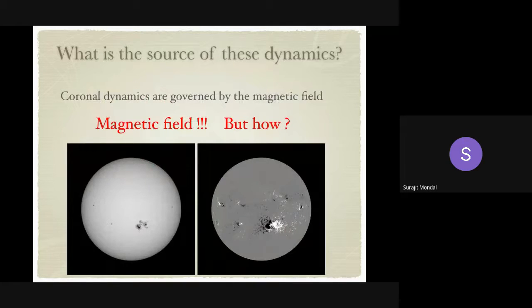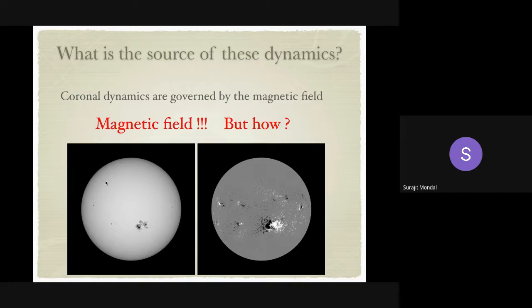Now, I showed you some examples of the dynamics on the sun. But today, I will focus on the coronal dynamics, means how the solar corona is changing as a function of time. Now, what is the source of these dynamics? The coronal dynamics is entirely governed by the magnetic field. But how does magnetic field lead to this dynamics? So for that, let me give you some introduction about this.